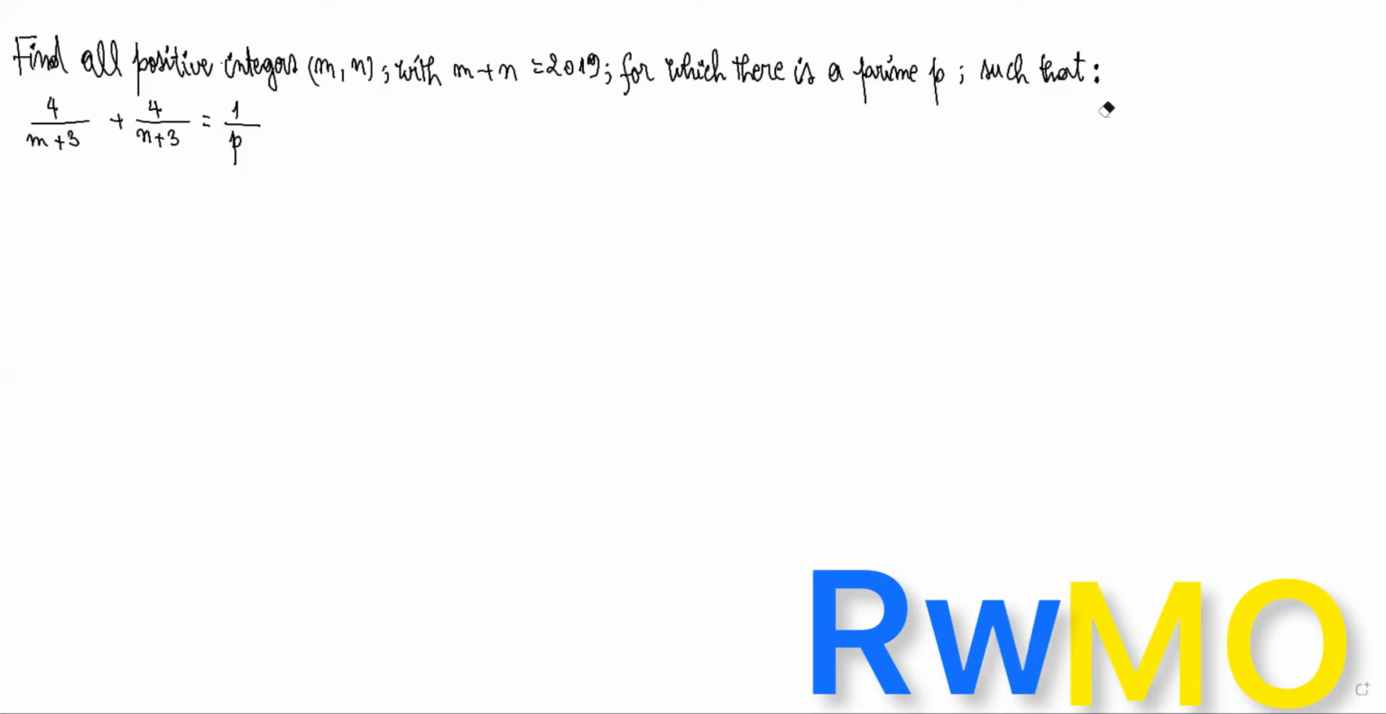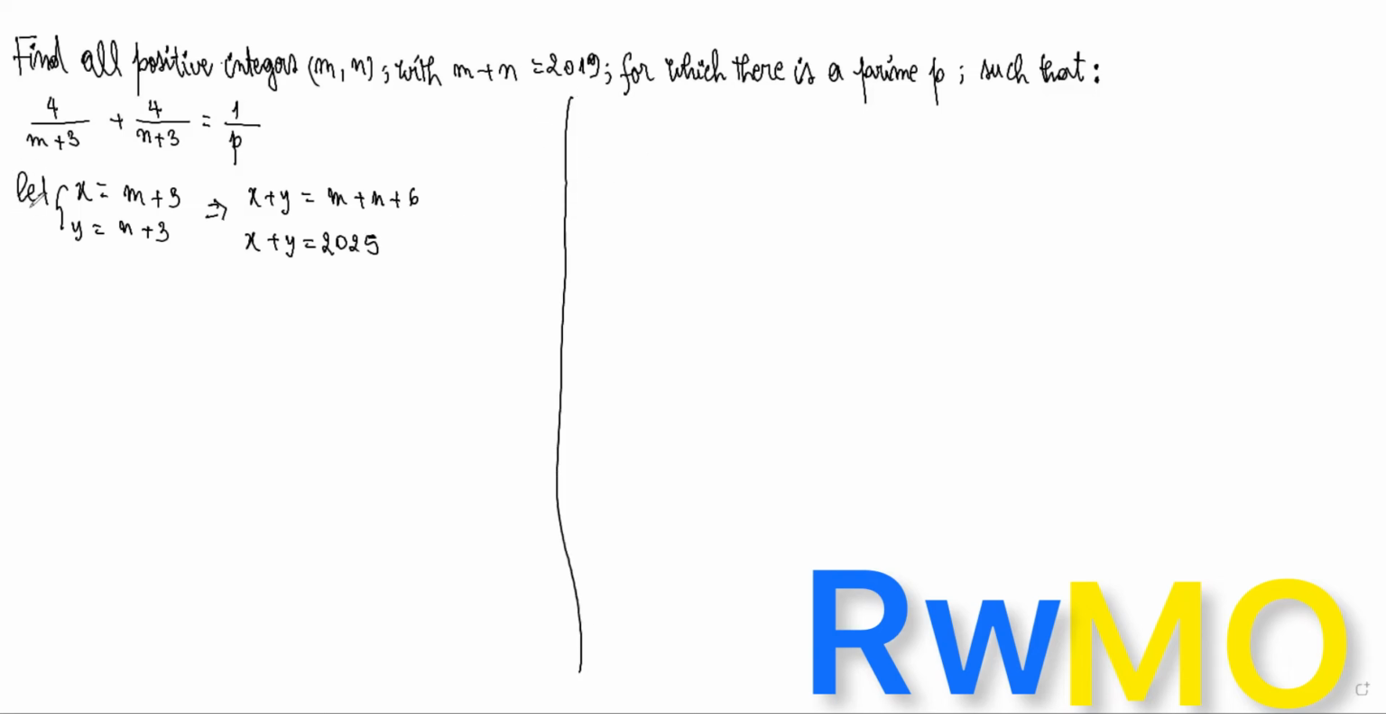Now, to start, I'm first going to use a substitution. I'm first going to let x be m plus 3 and y be n plus 3. Now, from here, you can immediately see that x plus y equals m plus n plus 6. M plus n is 2019 as given. So 2019 plus 6 is 2025. So x plus y is 2025.